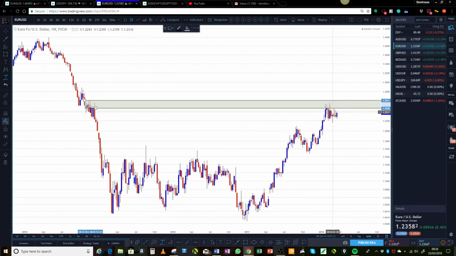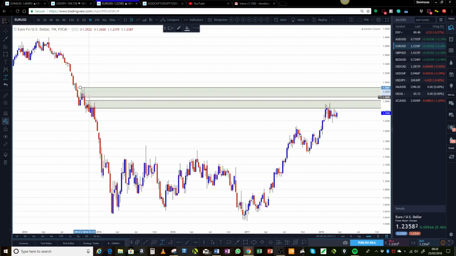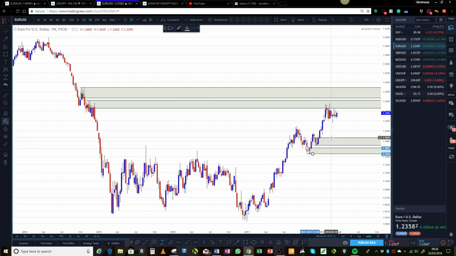We don't have a clear defined new supply zone above here. Maybe on a smaller time frame you can see that, but on the weekly we don't have that. We still have the supply above here as well. In terms of demand, you want to go down to this area and obviously that area. Those two would be ones to watch.